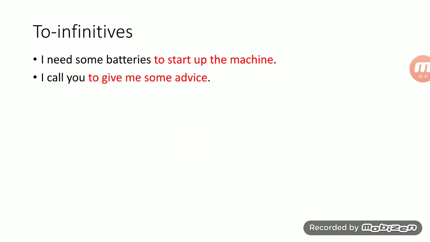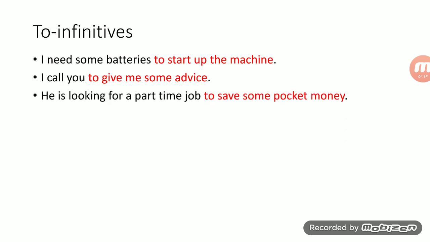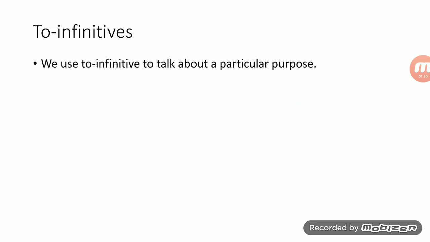I call you to give me some advice. It's the same thing: the structure after to is the purpose of the sentence. He's looking for a part-time job to save some pocket money. So to save some pocket money is the purpose of the sentence. We use to-infinitives to talk about a particular purpose, and this is also an example of to-infinitives helping express the purpose of a sentence. So to talk about a particular purpose is the purpose of this sentence.